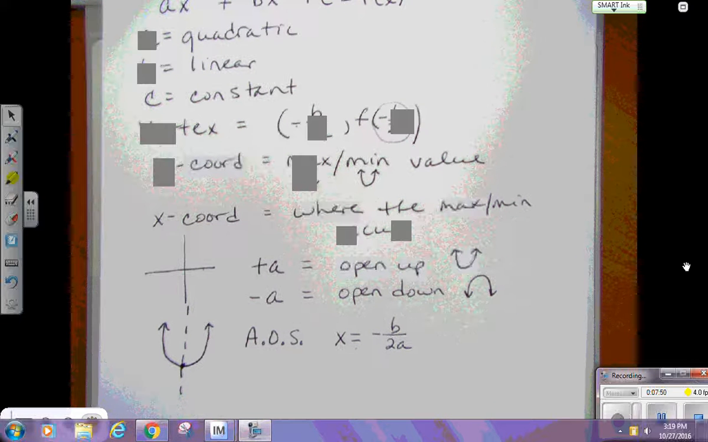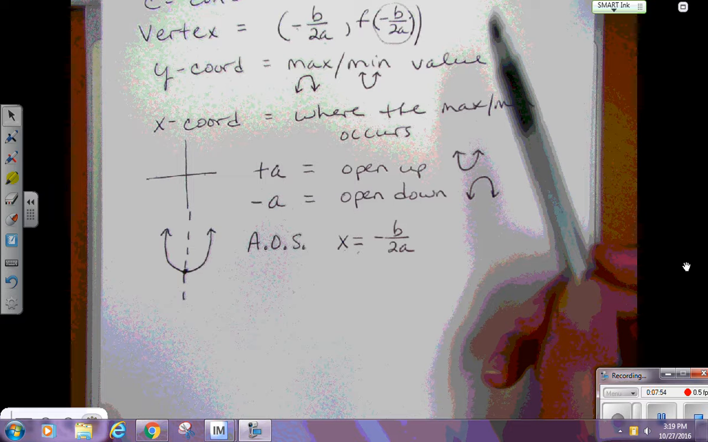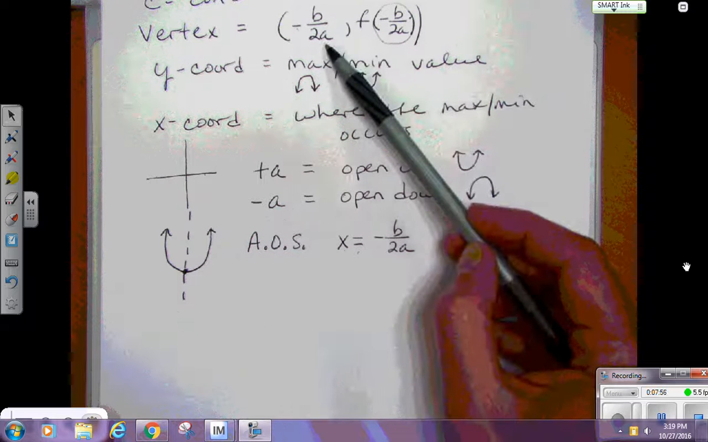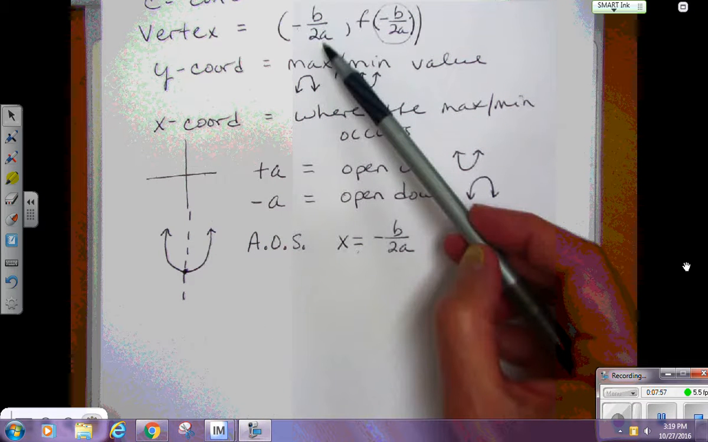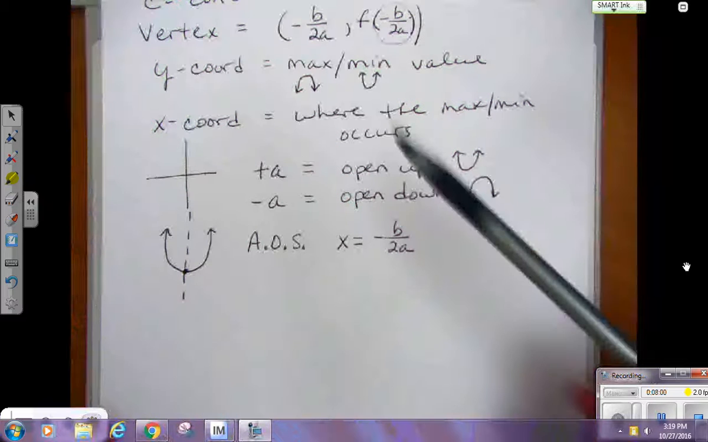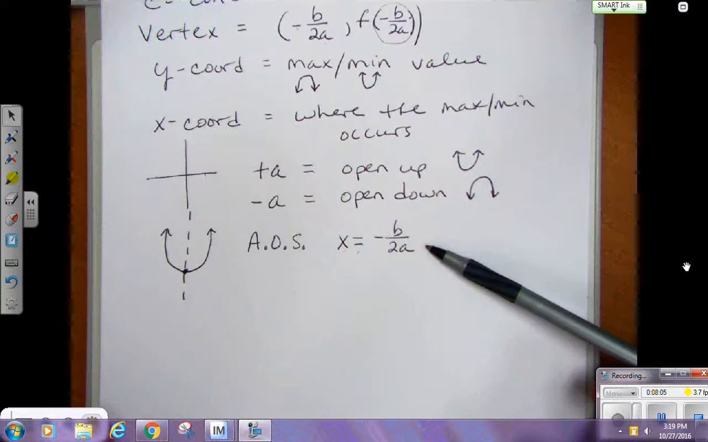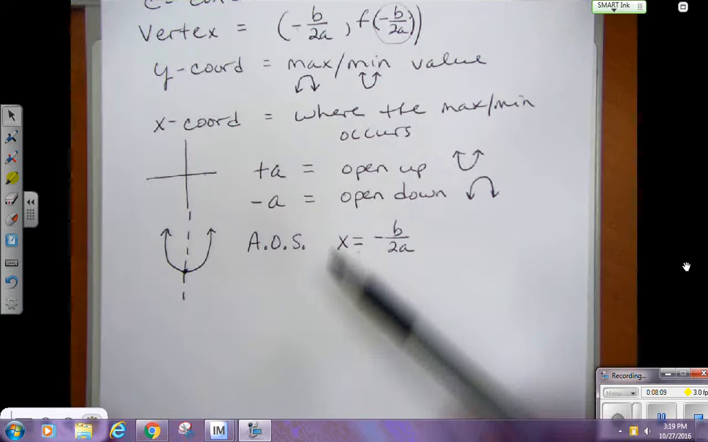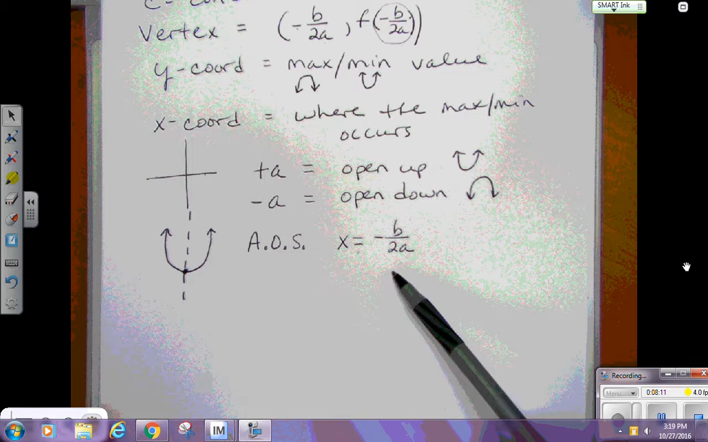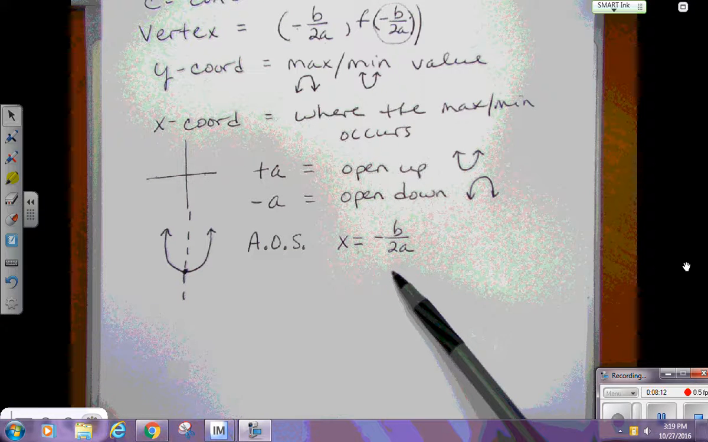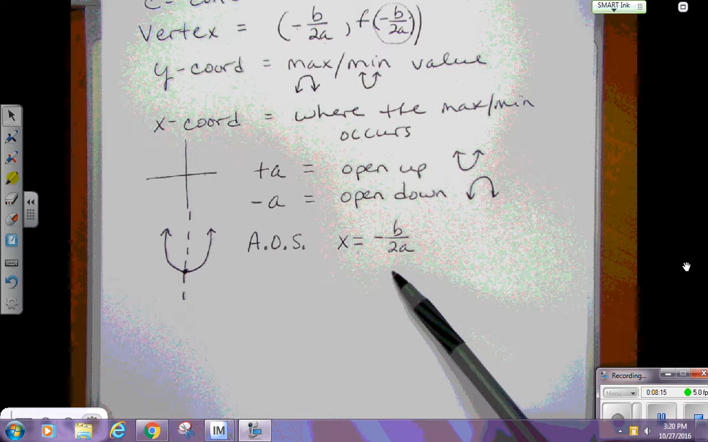So that negative b over 2a, I hope, looks a little familiar. It's from your vertex. So once you find the x-coordinate for the vertex, you know the formula or the equation for the axis of symmetry. So you don't have to recalculate anything. You can just use that x-coordinate and write x equals whatever that number is. That's going to be your equation for the axis of symmetry.